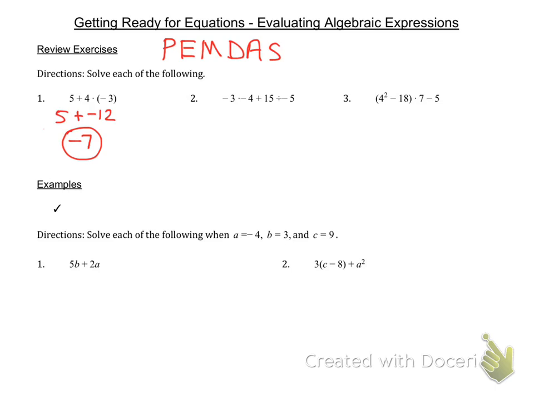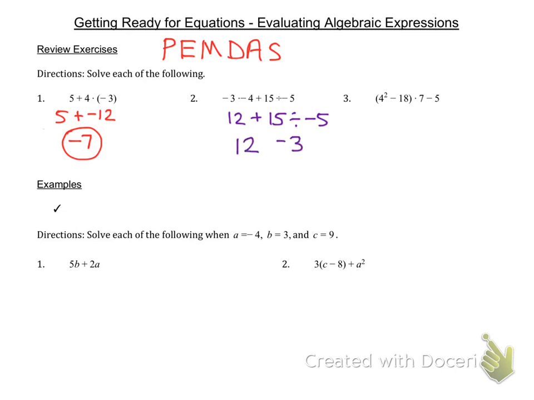Number 2, looking at order of operations, I have multiplication, negative 3 times a negative 4. So I'm going to do that first, which is 12. Plus 15 divided by negative 5. Next, according to order of operations, is division. So remember, you want to multiply or divide left to right. So next is 15 divided by negative 5 is a negative 3.